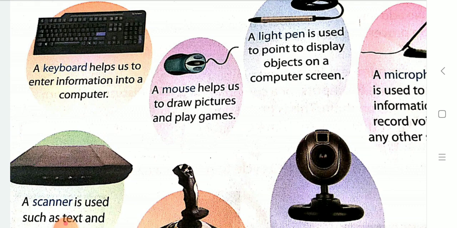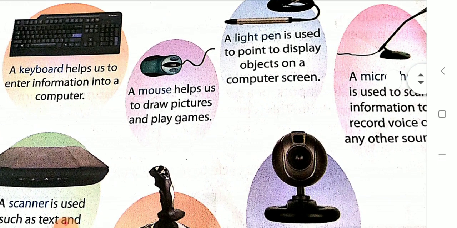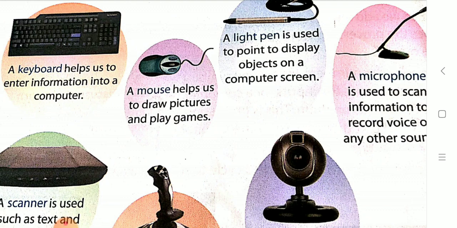Now let us learn a mouse. A mouse helps us to draw pictures and play games. So it is also a part of input devices. Then a light pen. A light pen is used to point to display objects on a computer screen. You have all seen it in our Samsung Galaxy phone. There is a pen. You can write something, note down, open the lock screen. You can operate all functions in your mobile phone with the use of a light pen.